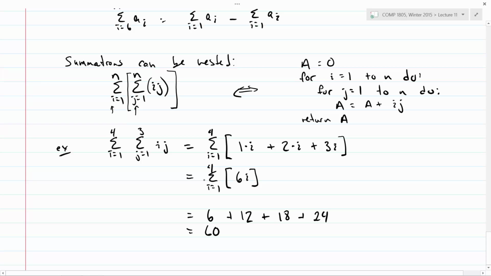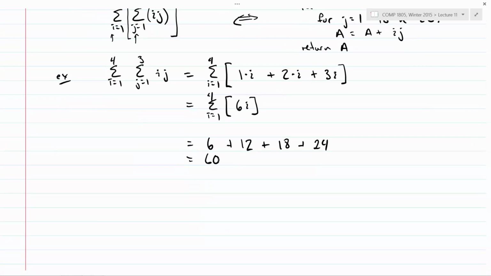All right. So there's one operation that we kind of did here but didn't really talk about, and that's working with this sum right here. We had this 6 times i thing. So let's think about that for a second.